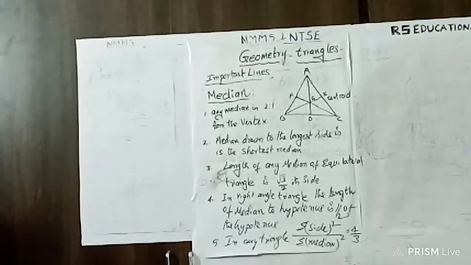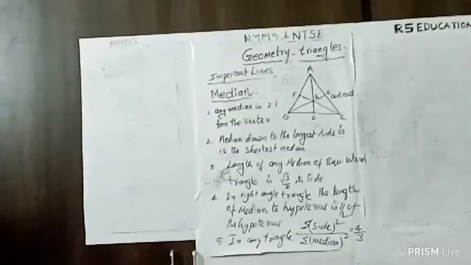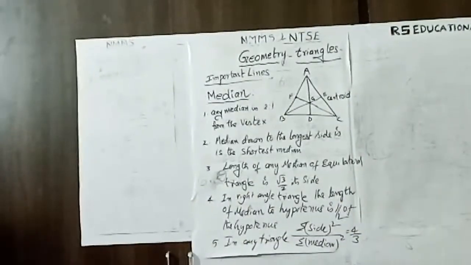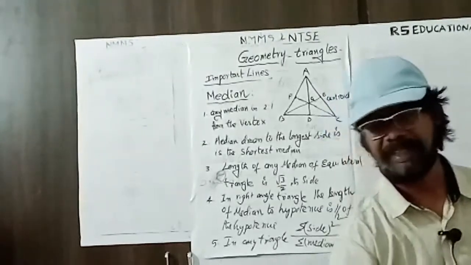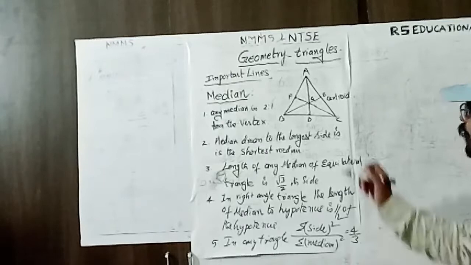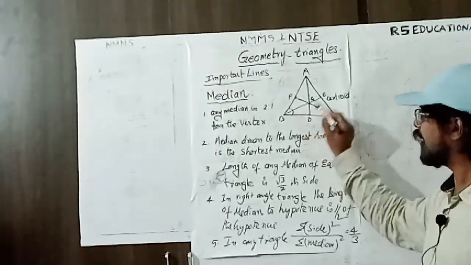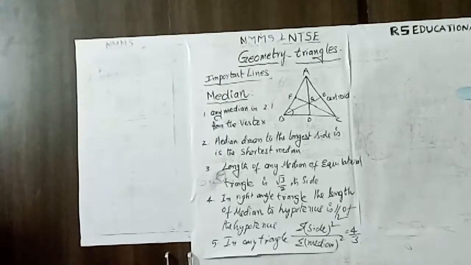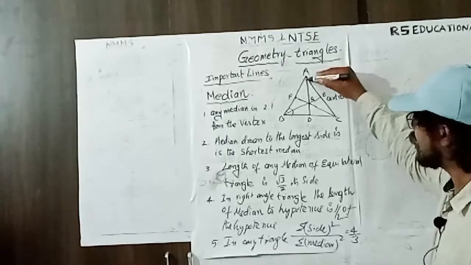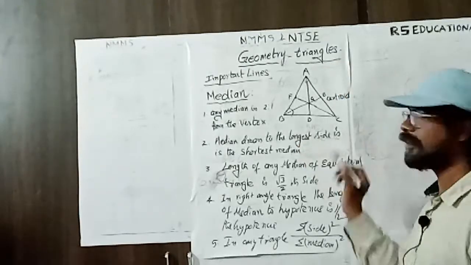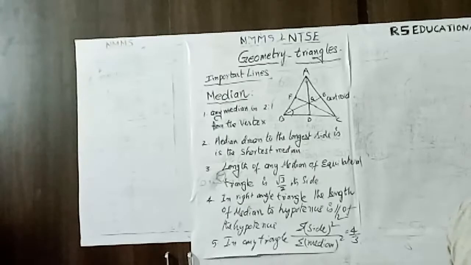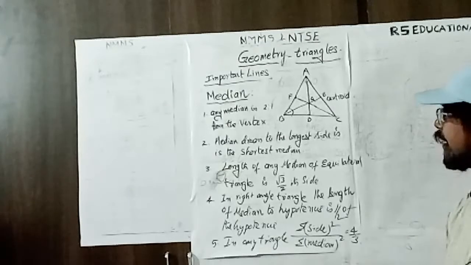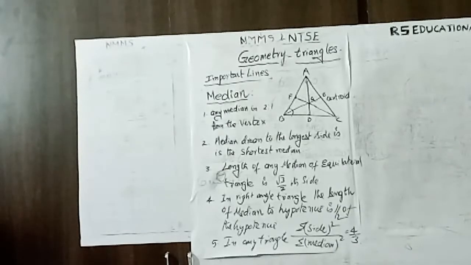There is a relation that we have the largest side opposite to the largest angle. So if angle B is the largest in the triangle, then AC is the side having the largest length. If angle A is the smallest in this triangle, then BC is the smallest side of the triangle. Like that, there is a relation between sides and angles of a triangle. Already we have seen all these things in the last class.